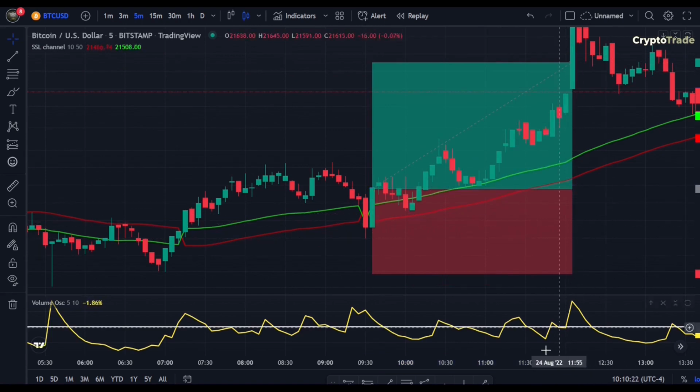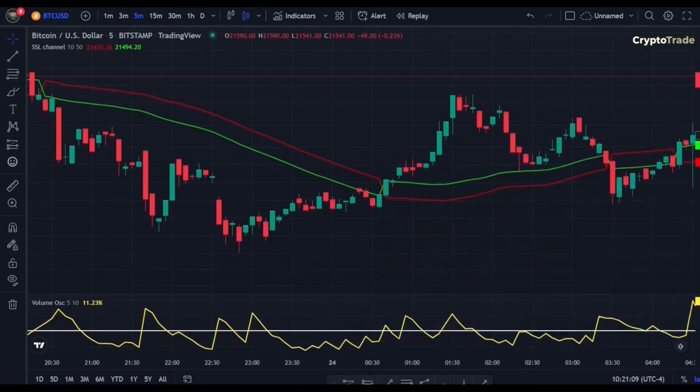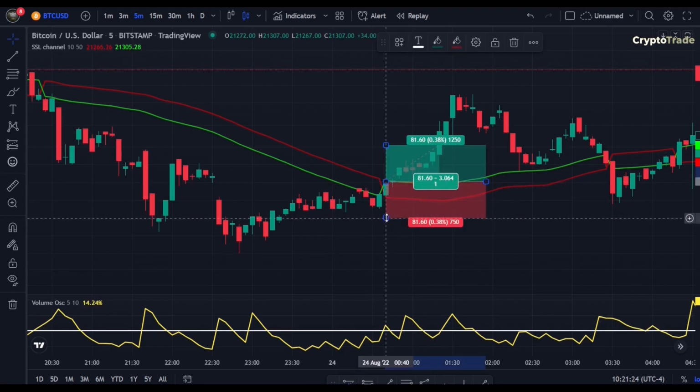The market reached the target and the trade was automatically closed successfully. Let's look for the next trade. The SSL channel indicator gives a buy signal, with the green line crossing the red line upwards. The volume oscillator indicator is above the white line. As these conditions are met, then place a buy order at the close of the candle.